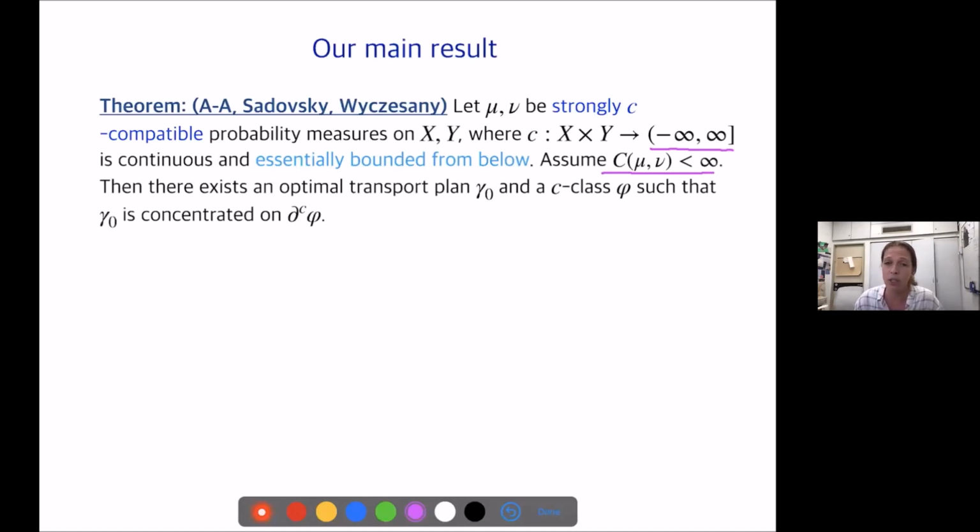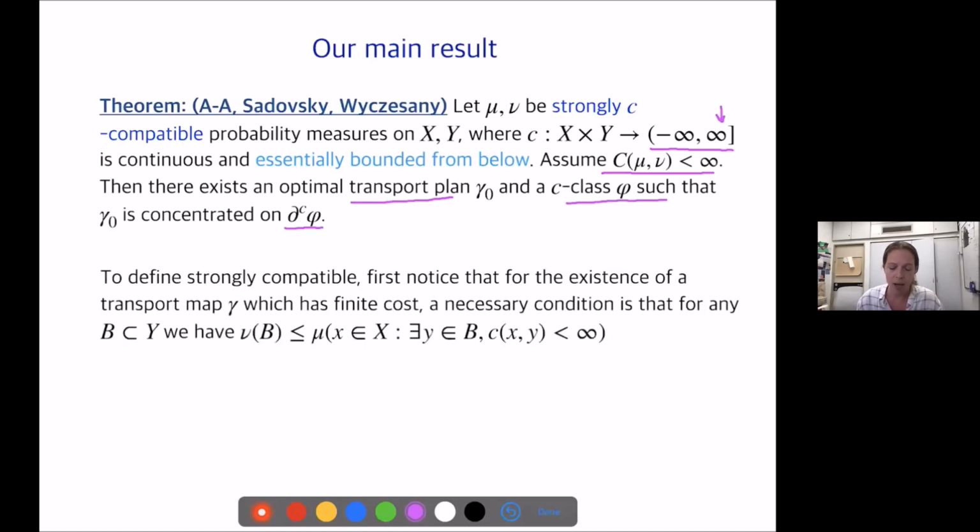Okay, but this was actually known. This follows from some theorems in Villani's book. But what's new is that you can not just find some optimal transport plan, but you can actually find a c-concave function phi, and the plan is concentrated on the c-subgradient of phi. So this is the new thing. This is a Brenier-type theorem for general costs, and we call the cost non-traditional if it sometimes assumes the value plus infinity. Okay, this is the main theorem.